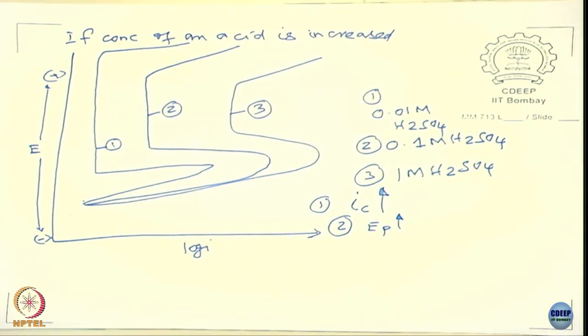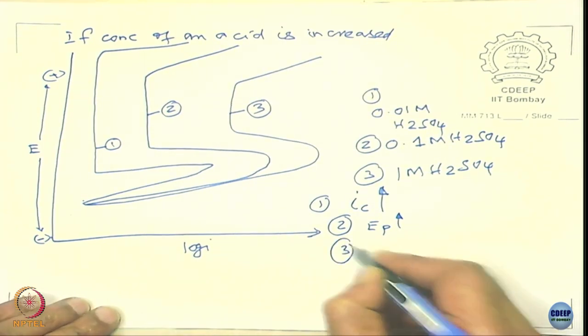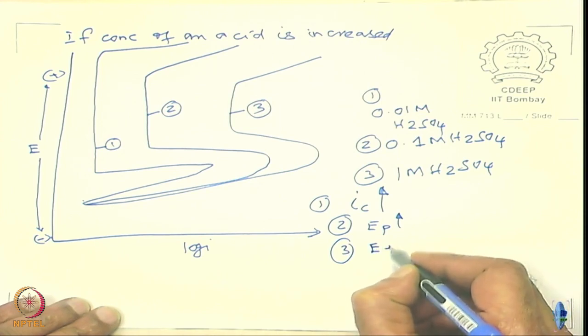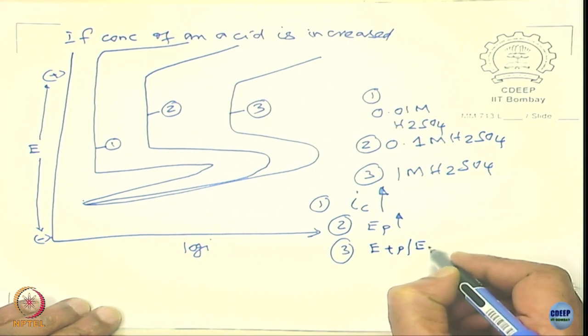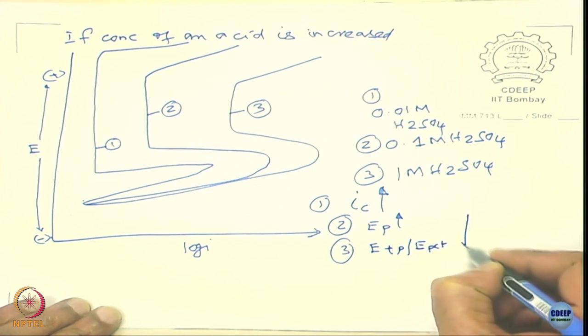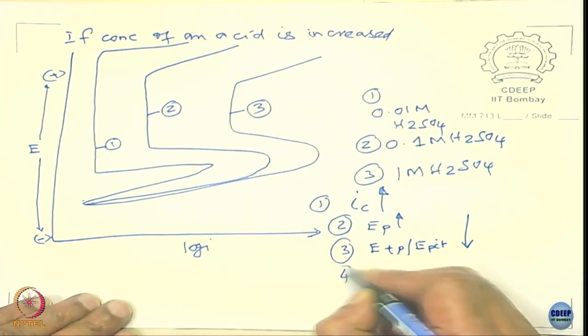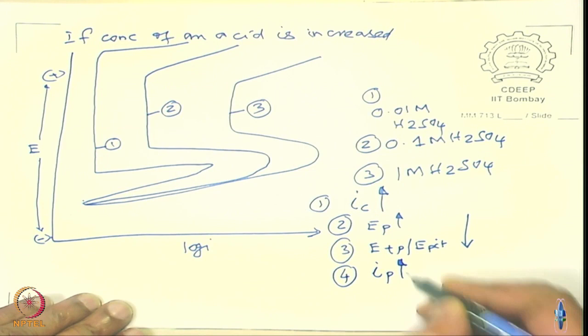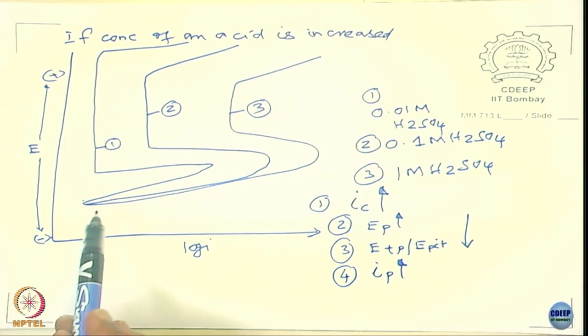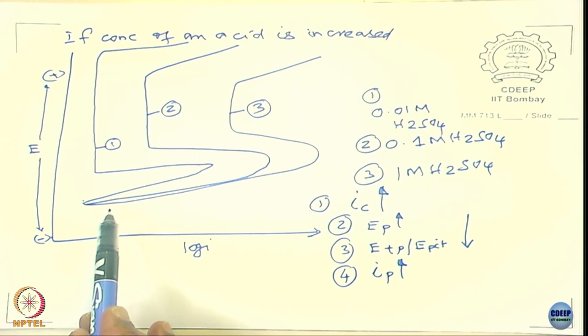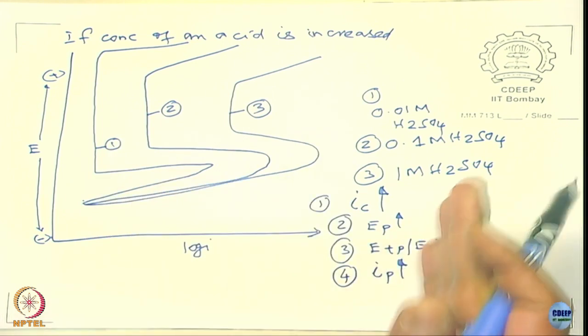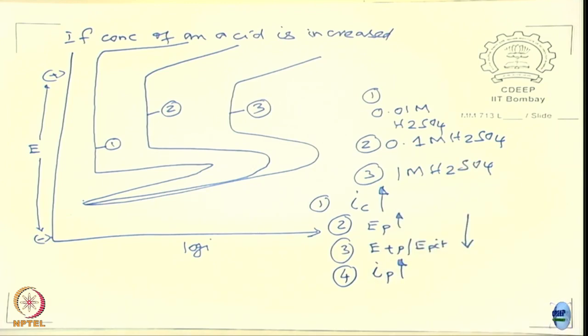Then the third, ETP or Epit. Right now we do not worry about whether ETP or Epit, but it is decreasing, right. What more is happening? The IP, the passive current density, is increasing. I am not really worried too much about the exchange current density at this point of time. Let us not worry about it. You see, these are the changes that are accompanied due to the change in the environment.